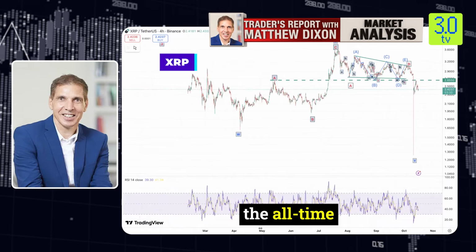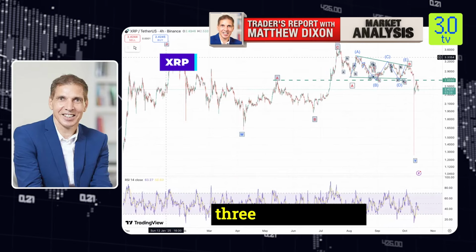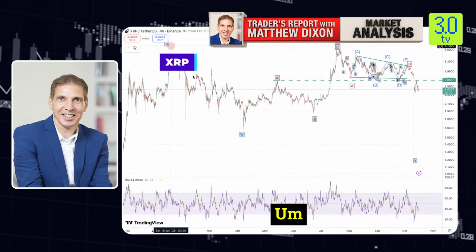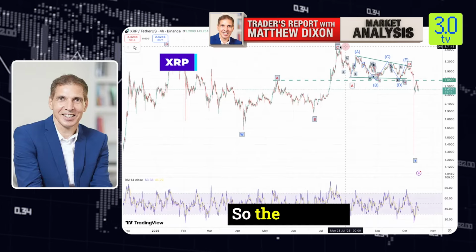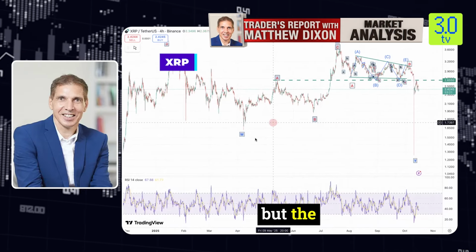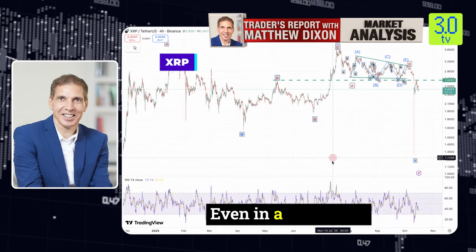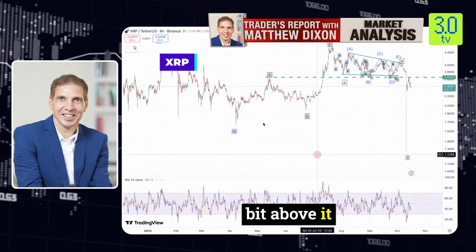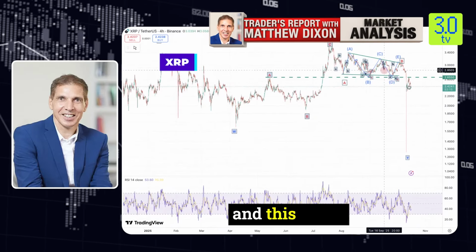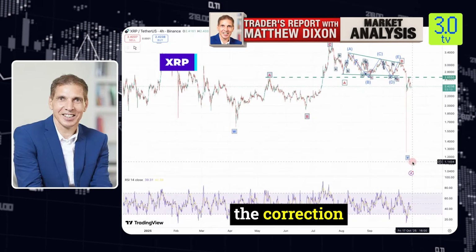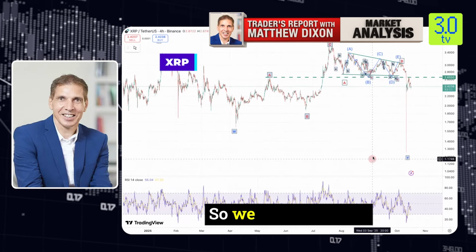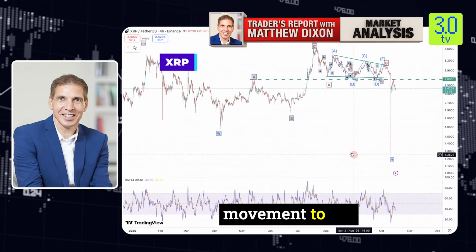And actually the all-time high was before that. That was the wave 3 we're talking about. We've had a WXY. So the all-time high was here, but we are allowed to move above it. Even in a correction, we're allowed to move a little bit above it. And this sharp movement down here finished the correction, which I had labeled as wave 4. So we should expect now a powerful movement to the upside.